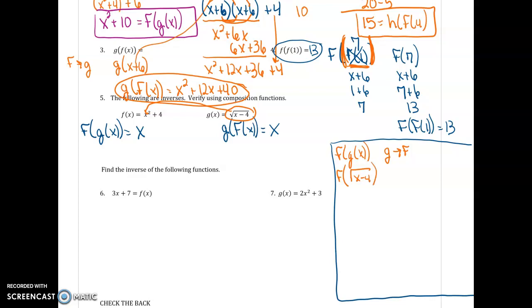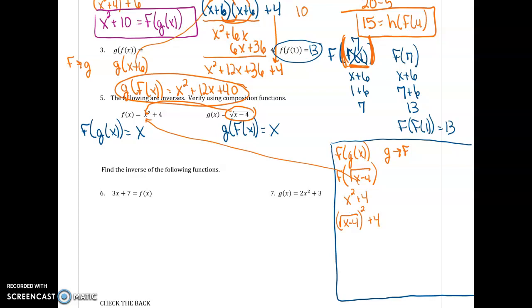And then this says the same thing. I should go to f's function and put in that square root of x minus 4. So that's what I'm going to do. So instead of x squared plus 4, I'm going to get rid of the x, put this in there. Remember, I'm putting it in parentheses, and now that will be squared plus 4.